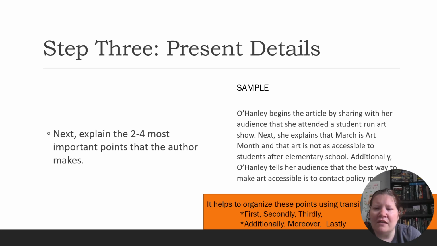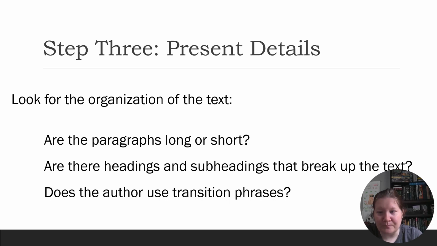audience. Another helpful strategy when you're doing summary writing, keeping in mind that your audience probably hasn't read the article, is to use some level of transitional, sequential phrases such as first, second, third, additionally, moreover, lastly. Those will help your readers navigate between each key detail as you are presenting them.